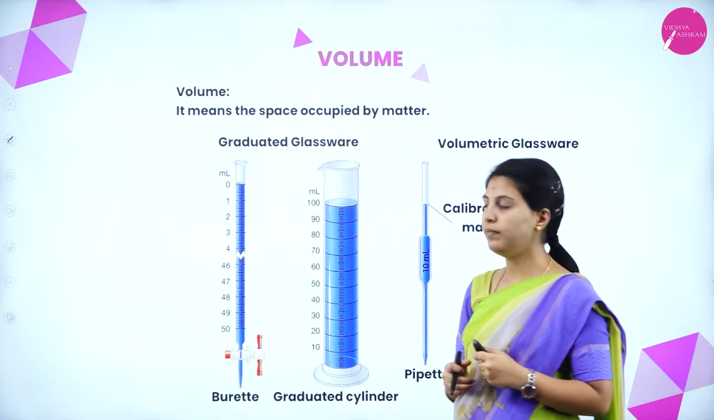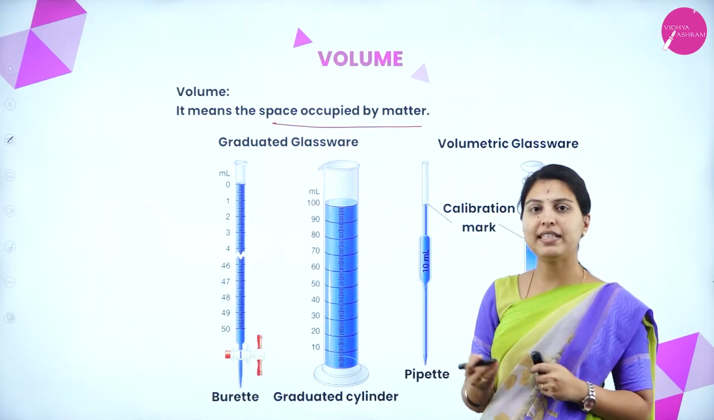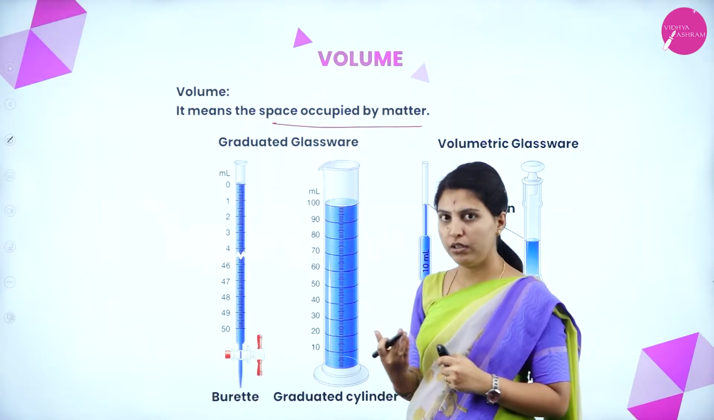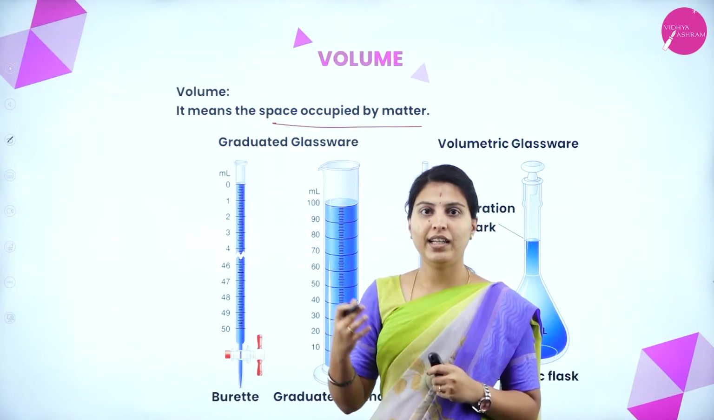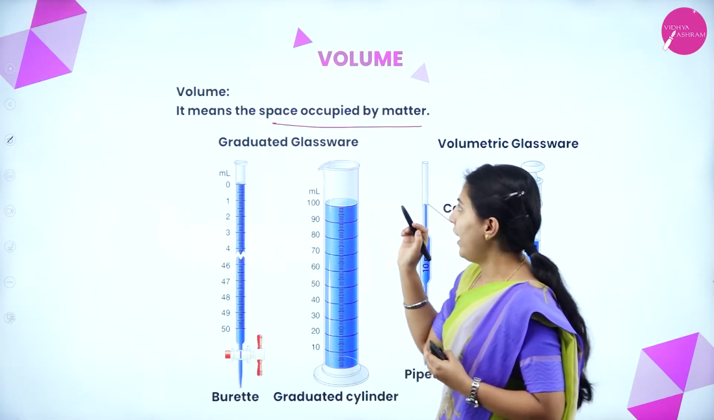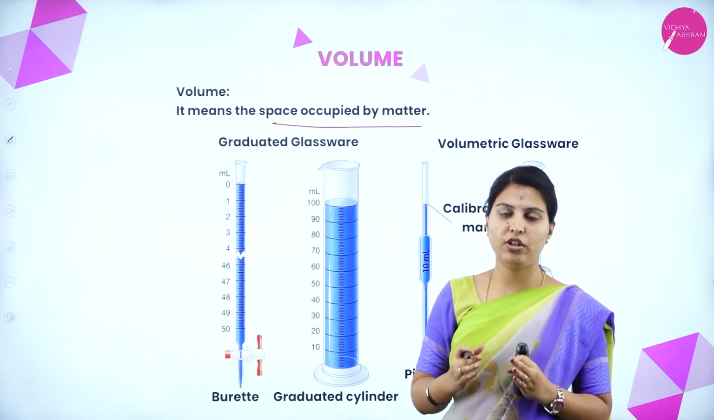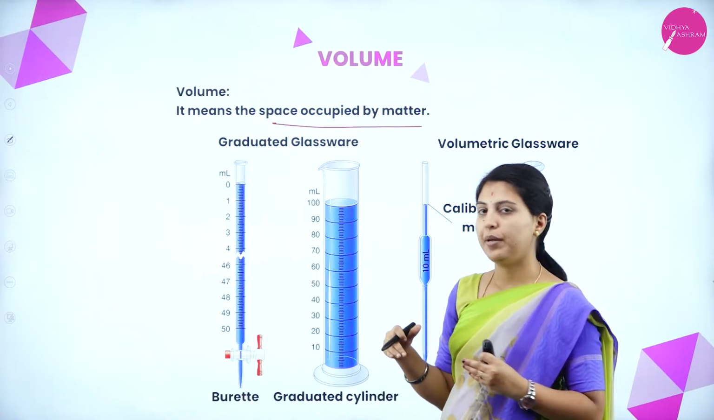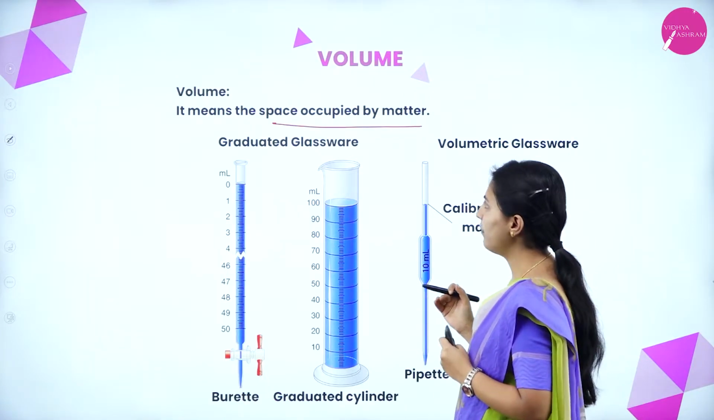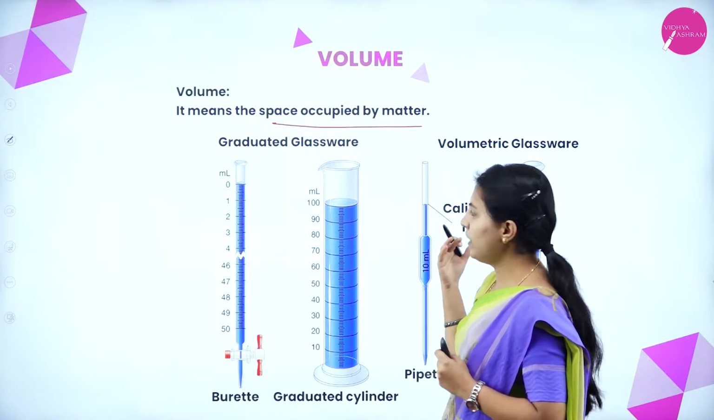Next is volume. It means the space occupied by matter. When we look at the volume of a liquid, we know that a liquid has freedom of movement and doesn't have a shape, but it has just a volume. It occupies the container placed for it. So what it will do? It will occupy the space as matter.